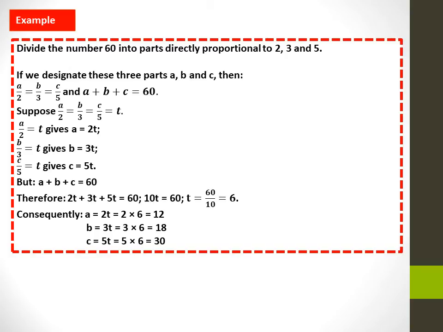A over 2 equals T gives A equals 2T. B over 3 equals T gives B equals 3T. C over 5 equals T gives C equals 5T. But A plus B plus C equals 60. Therefore, I can write 2T plus 3T plus 5T equals 60. 10T would be equal to 60. T would be equal to 6. Consequently, I can write that A is equal to 2 times T equals 12. B is equal to 3 times T equals 18. And C equals 5 times T equals 30.